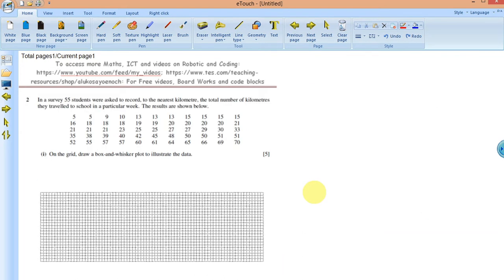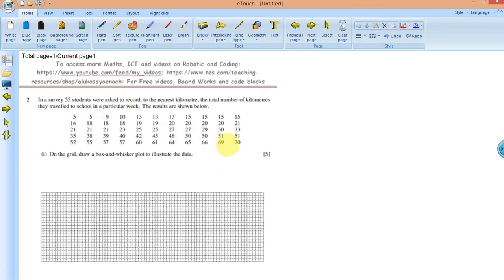Okay, guys, this is the next question, and it reads: in a survey, 55 students were asked to record, to the nearest kilometer, the total number of kilometers they traveled to school in a particular week. The results are shown below. So you have the data ranging from 5 to 70. There are 55 altogether. 1 2 3 4 5, so that means 11 observations on each row.